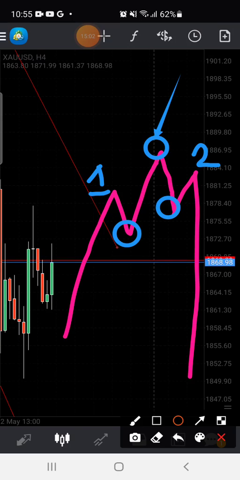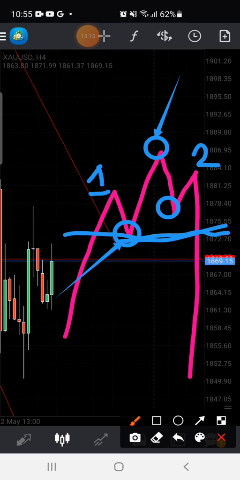Okay, so you need to wait for the price to break the low of the second shoulder, which is at this point. Once the price breaks it, this is your entry point after a breakout from the second shoulder's low. So once the price breaks the low of the second shoulder, you enter your trade at this point.